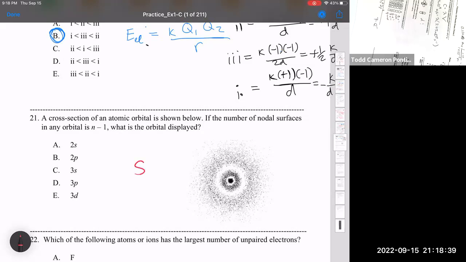And then it tells us that the number of nodes is n-1. And we've got one node here and one node here. So there's 2 nodes total. And since 2 nodes is equal to n-1, add 1 to both sides, that means that n equals 3. So this is the 3s subshell.